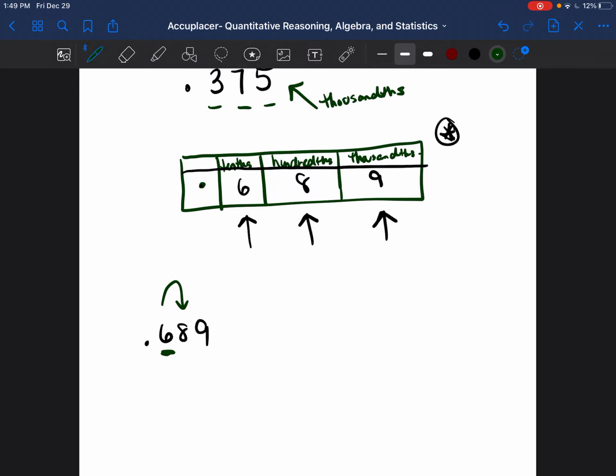The reason why we're drawing an arrow to the right is because we have to look at the number to the right of this number, and we have to say, if that number is 5 or above, we're going to round that number 6 up to the next number. If it's 4 or below, we're going to keep that number 6 the same.